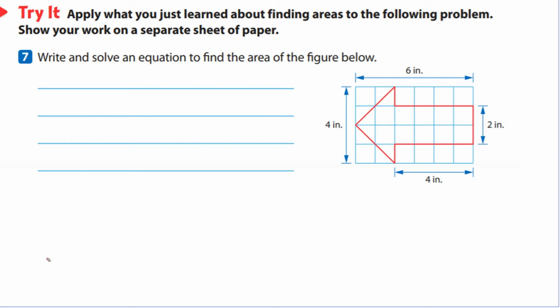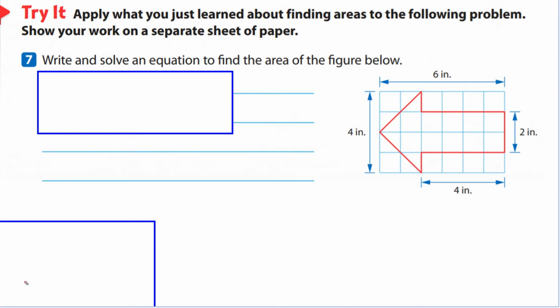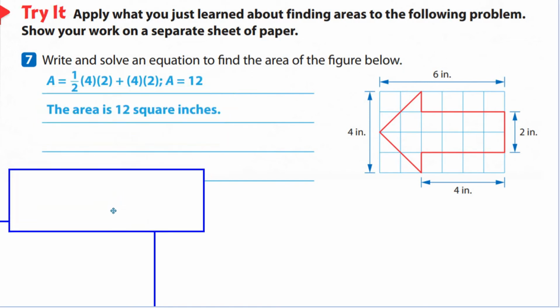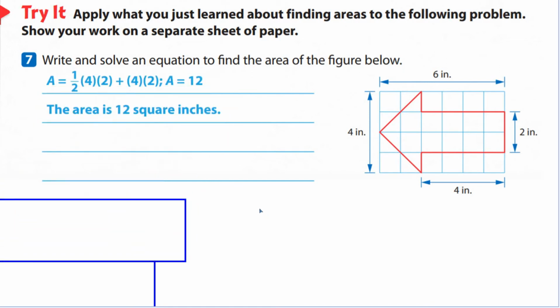I'm going to pause this. If I were you, I would pause this video right now, work on it, and then check your answers. I will give it to you. Hopefully now you have the answer. I will reveal it right now, and if you got 12 square inches or 12 inches squared, you are correct.